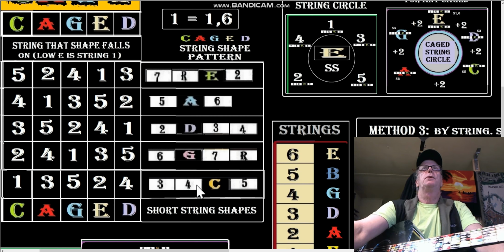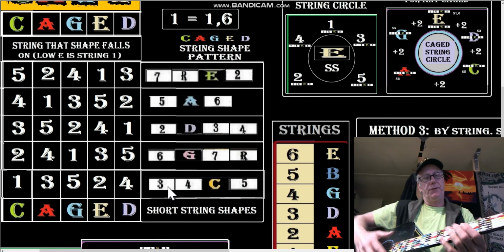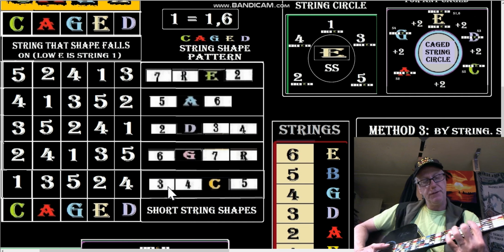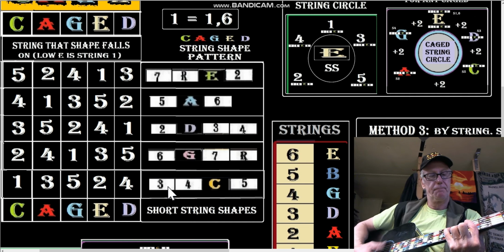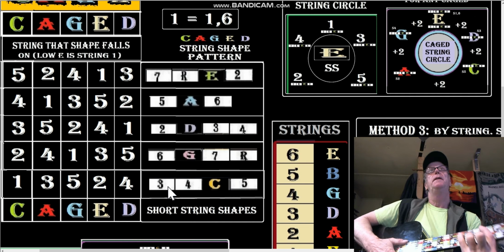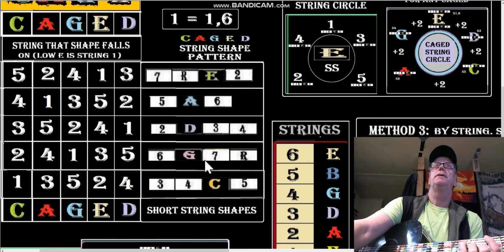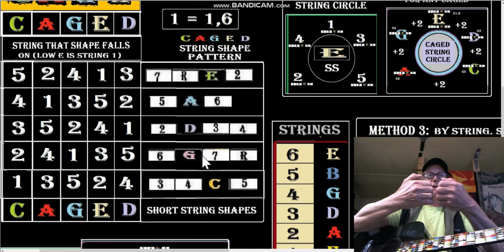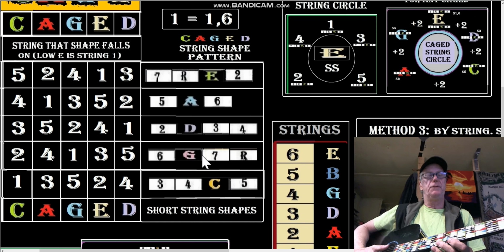So here's our short patterns. Let's just start with the C on the bottom. Now remember, this is the bottom string of that C shape that we had. Then the G pattern, the G string shape is 6/7 root. No sharing. It's a fifth away from the C.